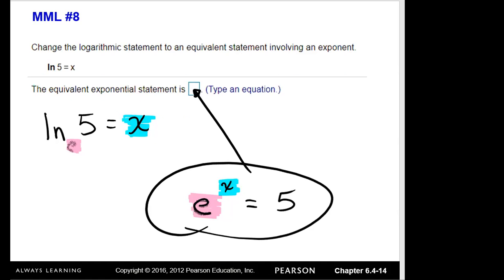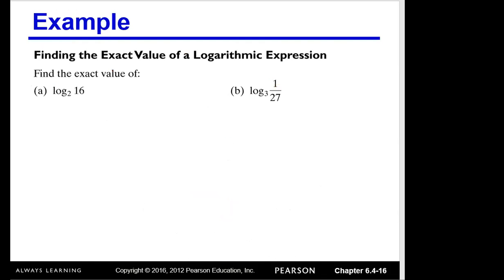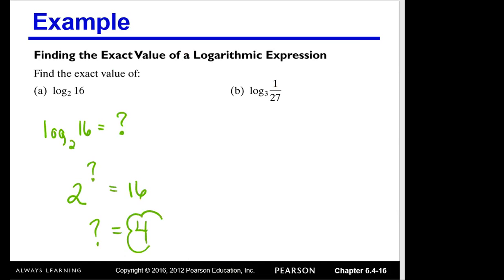All right, the next objective is evaluating logarithmic expressions. That means figuring them out. It says find the exact value of log base 2 of 16. They want to know what does log base 2 of 16 equal? Well, that's in log form. In exponent form, it would be base 2 to the what equals 16. 2 to what power is 16? 2 times 2 is 4, times 2 is 8, times 2 is 16. That was 4. 2 to the 4th is 16. So log base 2 of 16 is 4.